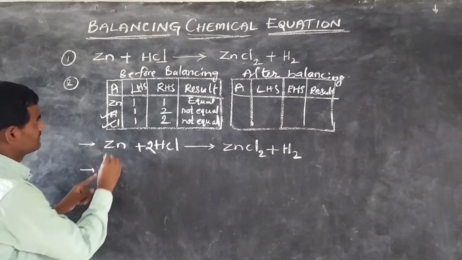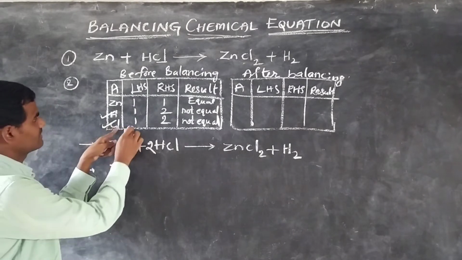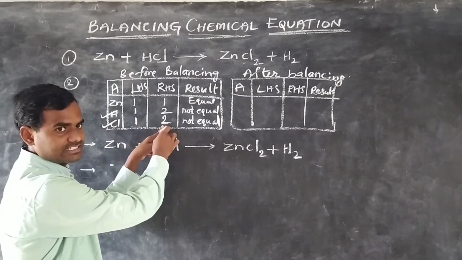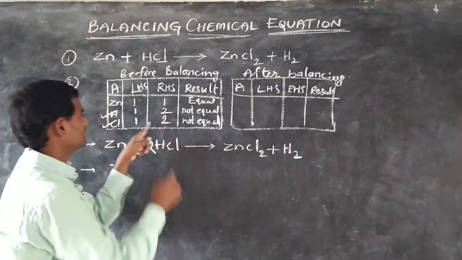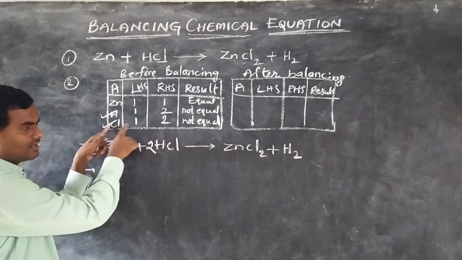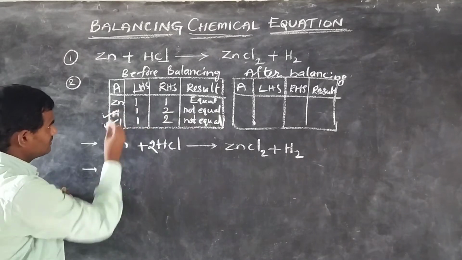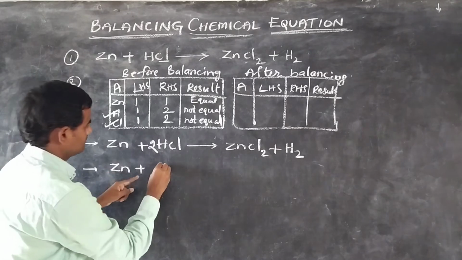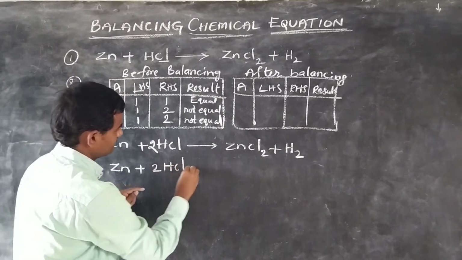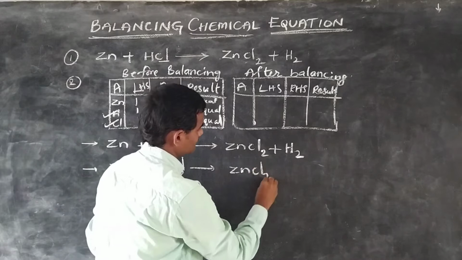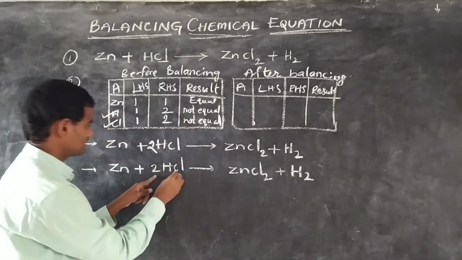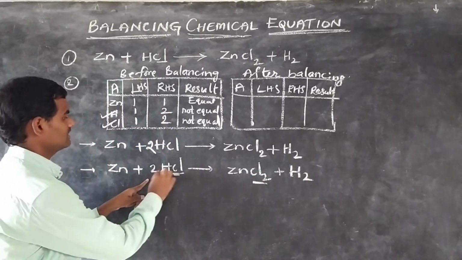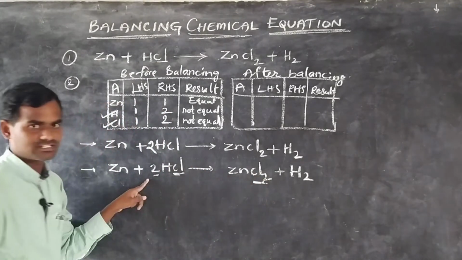Next step, we have to balance chlorine. So, here on left hand side the number of chlorine atoms is 1, on right hand side the number of chlorine atoms is 2. So, we have to change the left hand side. After balancing, the equation will be like this: 2HCl plus ZnCl2 plus H2. So, here the number of chlorine atoms will be 2, here also 2, so that the chlorine also becomes equal.